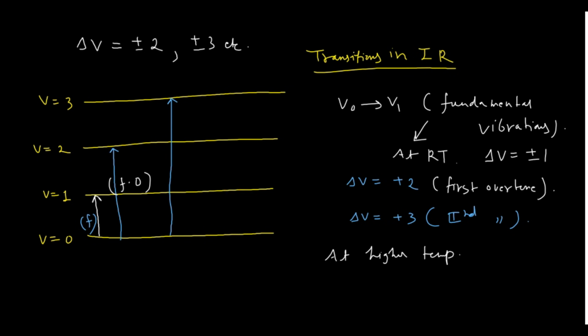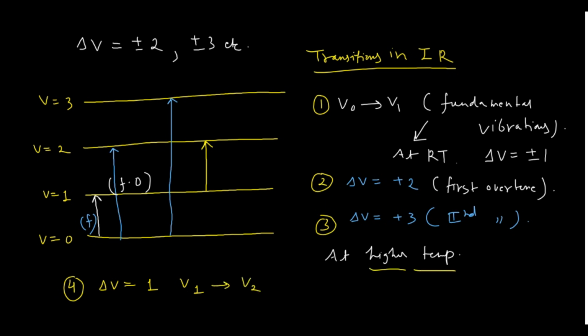So what can happen in that case? You may have this promotion. This was your point 1, this was 2, this was 3. Now you may have the fourth point. Here you see del V equals 1, there is no problem in that. But here V is changing from V1 to V2, and since this is happening at the higher temperature, this vibration is basically the hot band. This band is the hot band.